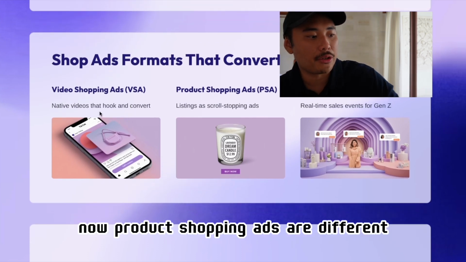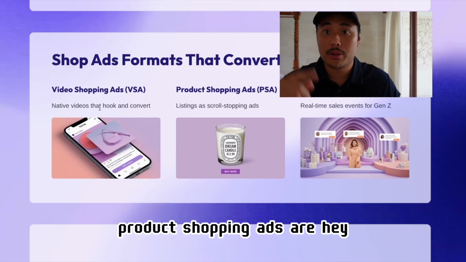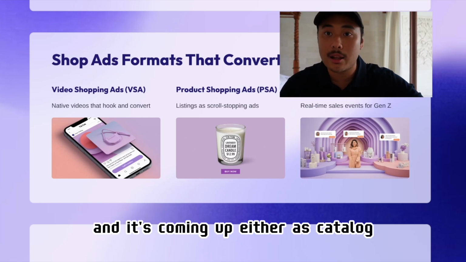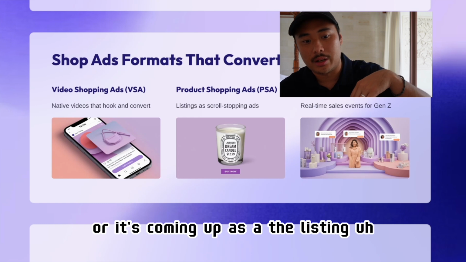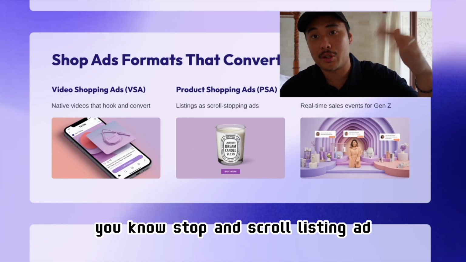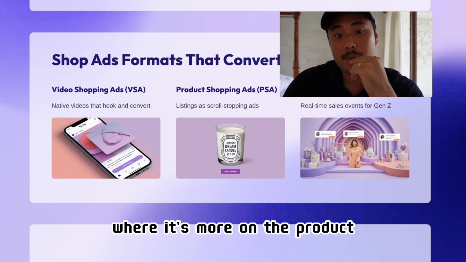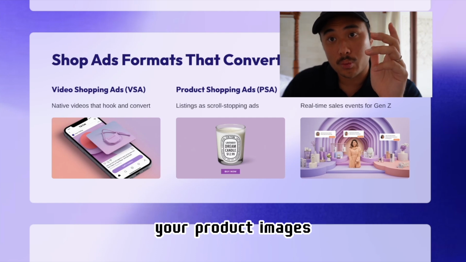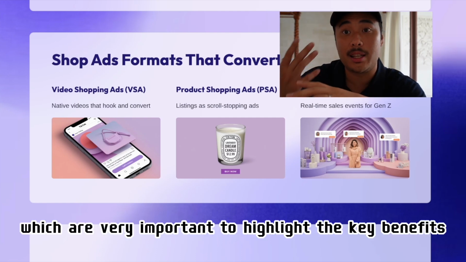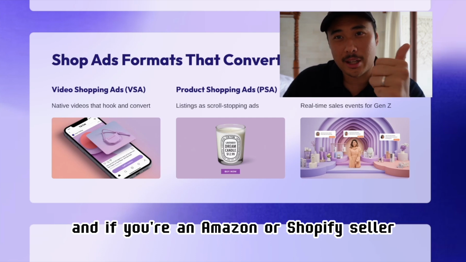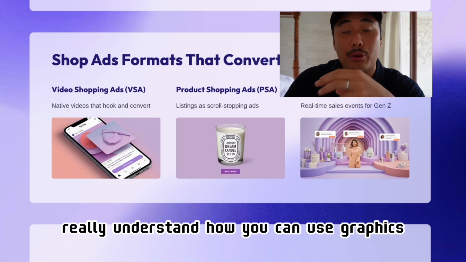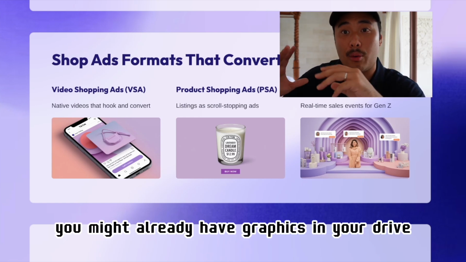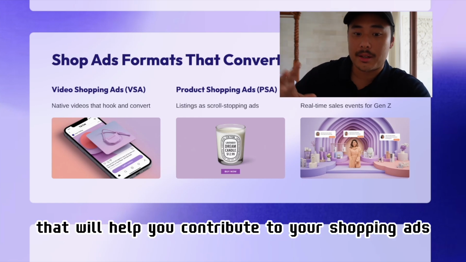Now, product shopping ads are different. Product shopping ads are, hey, I'm scrolling through my feed and I'm seeing the product in the feed and it's coming up either as a catalog or it's coming up as the stop and scroll listing ad where it's more on the product. Now, those are going to be more centered around your product images, which are very important to highlight the key benefits. And if you're an Amazon or Shopify seller, you're going to really understand how you can use graphics. And you might already have graphics in your drive that will help you contribute to your shopping ads.